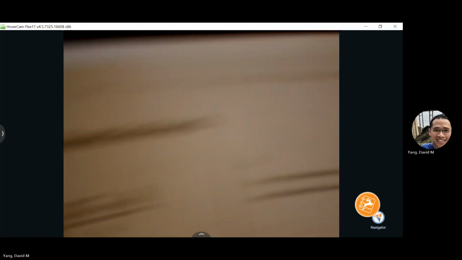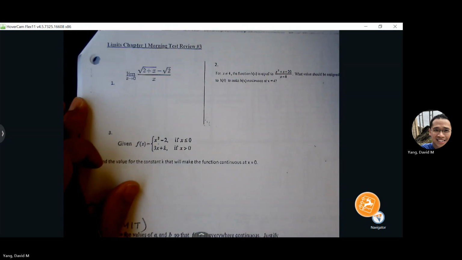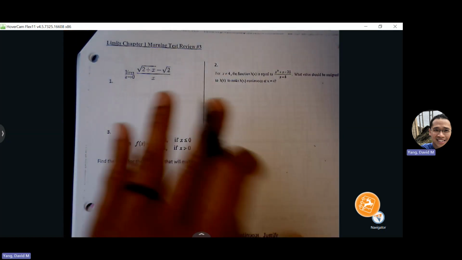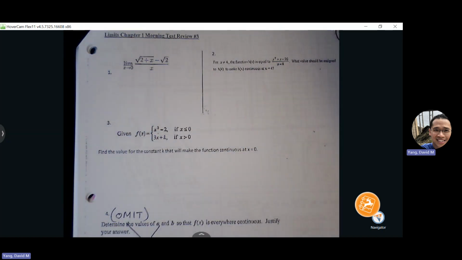Okay, page 21. Let's do 1, 2, and 3 on page 21. Okay, first steps first. Don't assume anything. I'm looking for your direct substitution as your first step on the test.